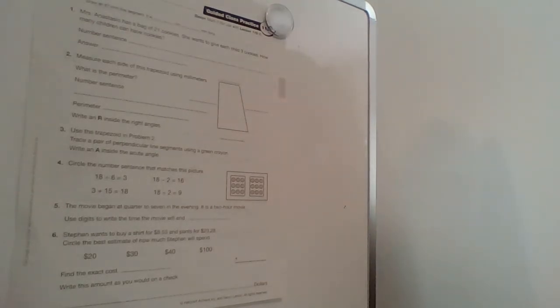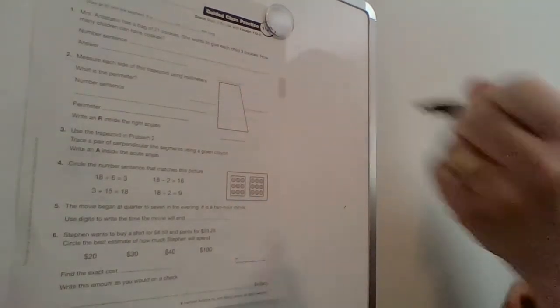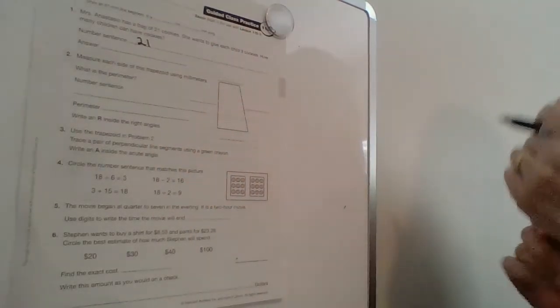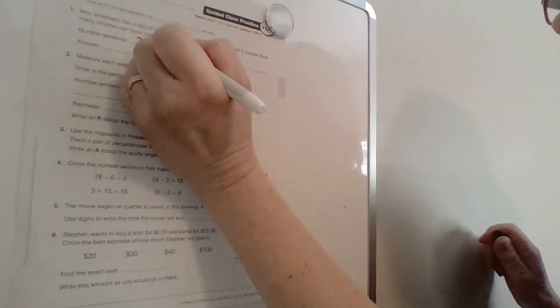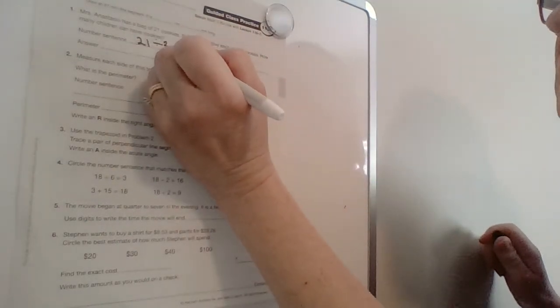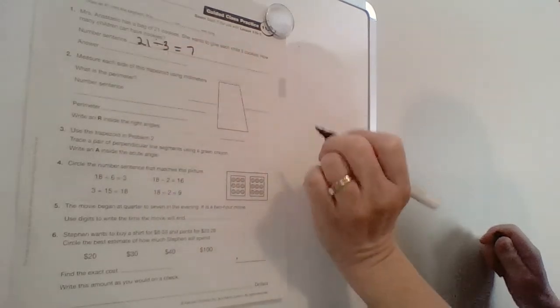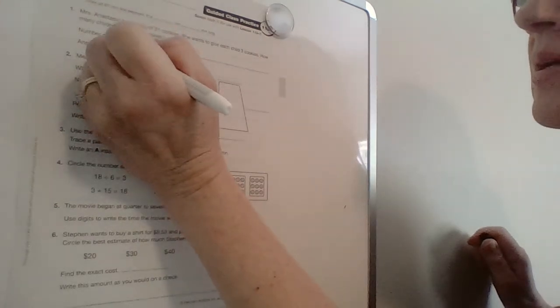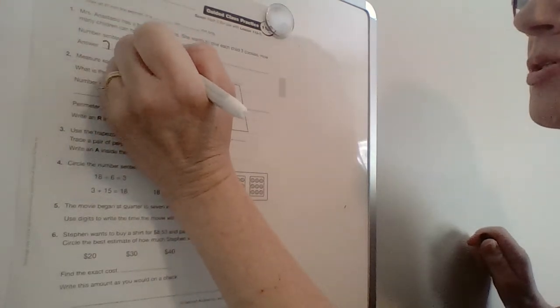Mrs. Anastasio has a bag of 21 cookies. She wants to give each child 3 cookies. How many children can have cookies? Okay, so it looks like we have a bag of 21 cookies. So we start with 21. She wants to give each child 3 cookies. So we're going to divide. 21 divided by 3 is 7. So how many children can have cookies? 7 children.